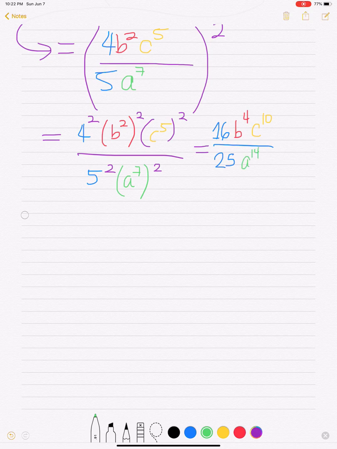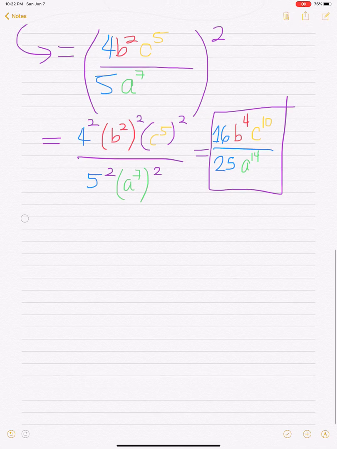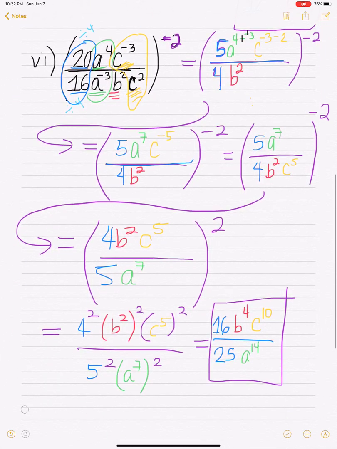So there you have it. This is your final answer, completely simplified: 16B to the 4th, C to the 10th, over 25A to the 14th. You just see that from beginning to end. There we are.